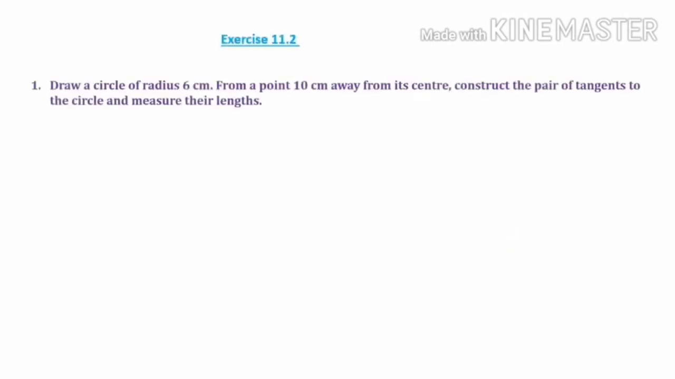Next we shall discuss exercise 11.2. First question, draw a circle of radius 6 cm. From a point 10 cm away from its center, construct the pair of tangents to the circle and measure their lengths. We are asked to draw a circle of radius 6 cm and take a point P which is 10 cm away from the center and we have to draw tangents from this particular point to the circle. That is what the question.